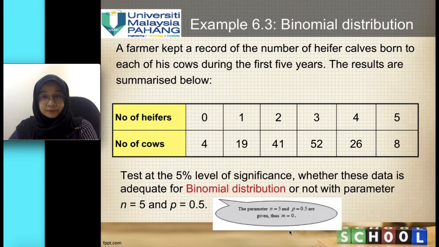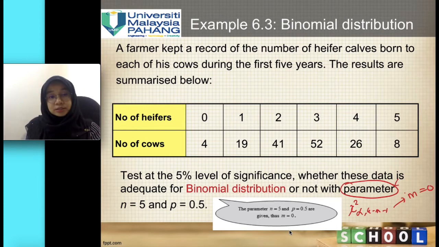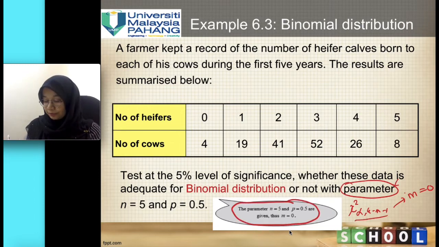So look at another example for the binomial distribution. A farmer kept a record of the number of heifer calves born to each of his cows during the first 5 years. The results are summarized below. Test at 5% significance level whether this data is adequate for a binomial distribution with parameters n equals 5, p equals 0.5. So look here, the parameter is given. So when you want to find chi-square alpha, k minus m minus 1, because the parameter is given, m equals 0. Noted that. When you want to find the critical value, m equals 0 because the parameter is given here.